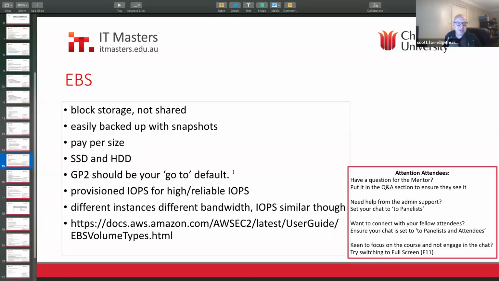GP2 should be your go-to default. That's your standard EBS. They call it GP2. And the opposite of GP2 is provisioned IOPS, for high, reliable IOPS. The different instances have different bandwidths, but the IOPS are similar. You can have a look at the different volume types here. If you've got a question talking about high IOPS or reliable access, then they're talking about provisioned IOPS. And if you're just talking about fairly regular storage for EBS, it'll be GP2.